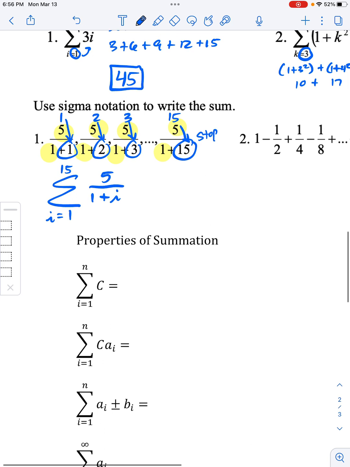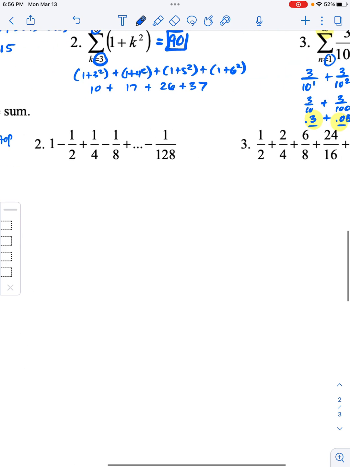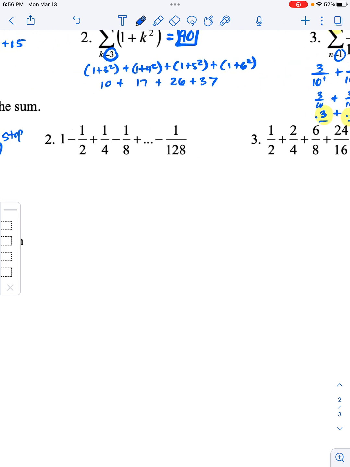So you'll notice even up in these examples right above, if they used a K down in the bottom part, then they would use a K here. So you're just plugging in from 1 to 15 into this spot. It's not asking you to find the sum. It's just saying use the notation to write the sum. Okay, so let's do that.